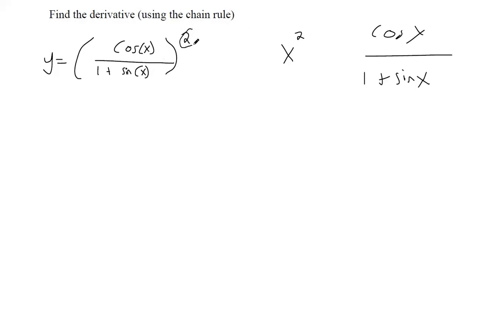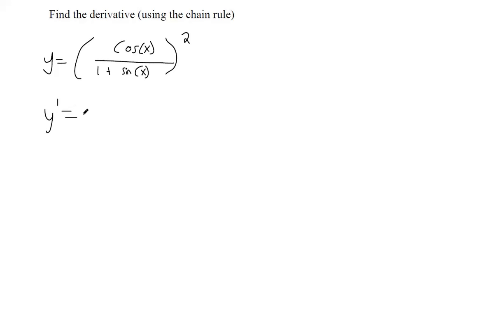We're going to take a derivative of the outermost function and multiply it by the derivative of the innermost function. Okay, so the outermost function is just a squaring function. It's the power rule. That's all we have to do. Make that 2 come down and multiply. That's cosine of x over 1 plus sine of x. And then the 2 gets reduced by 1.